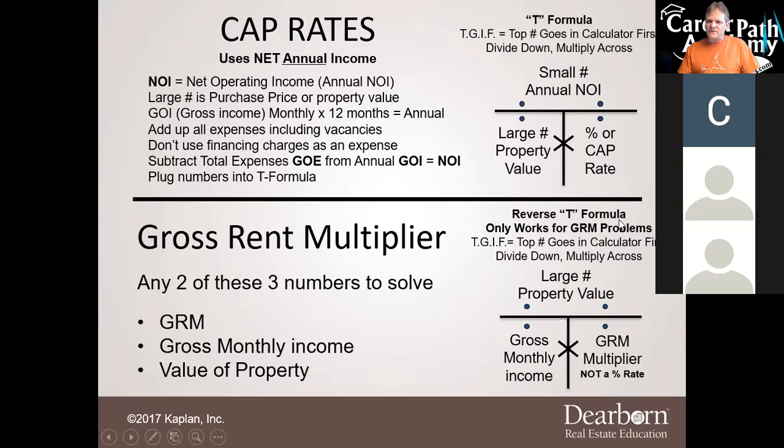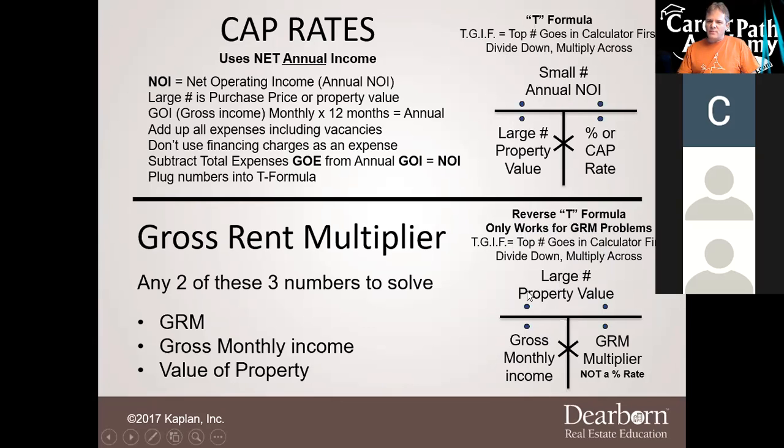Use reverse T formula. Only works on GRM problems. And it works the same way though. TGIF, top number goes in the calculator first. You divide down, multiply across. The large number would be the property value, goes up top. So it's kind of the opposite of the T formula. It's the reverse. That's why I call it the reverse T formula.